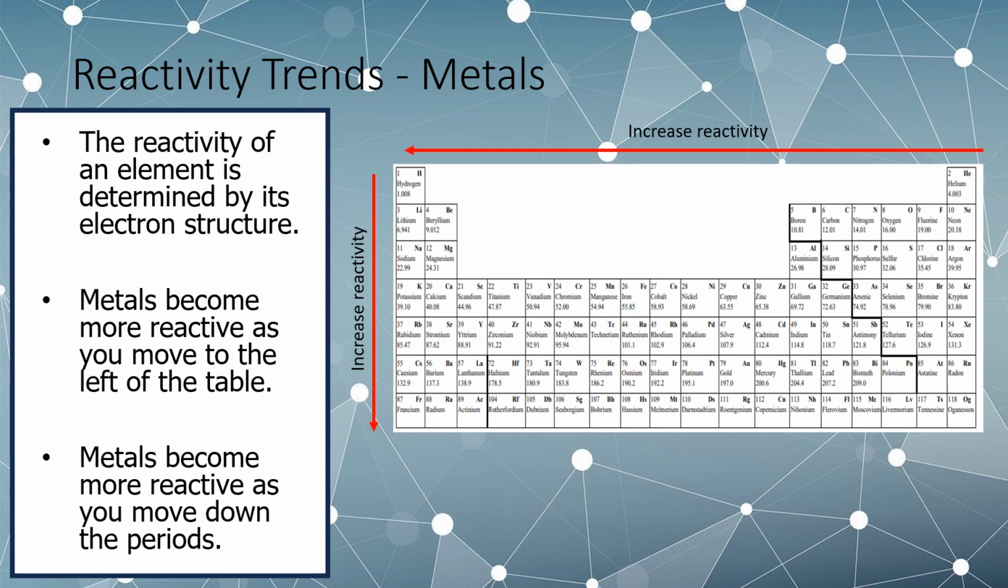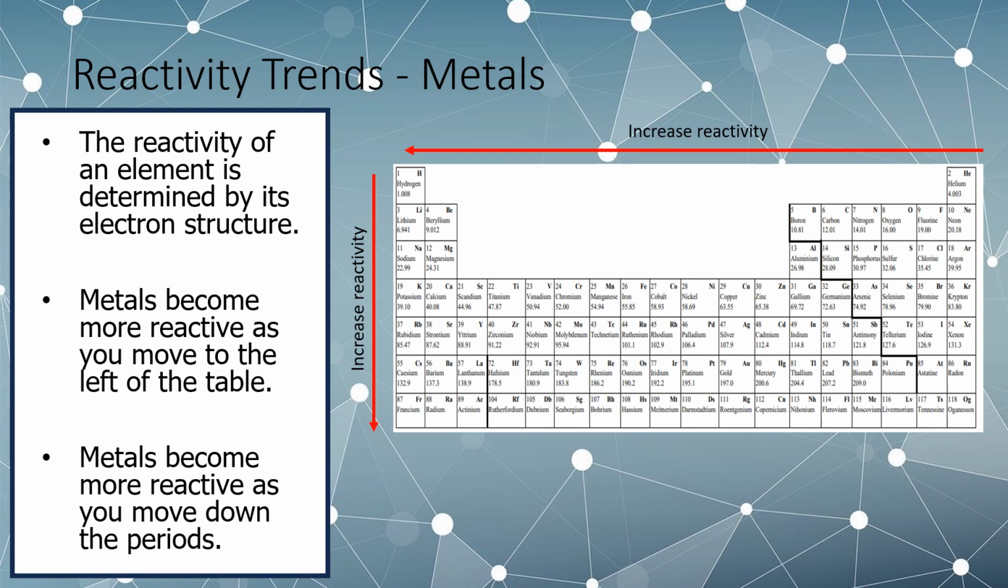The reactivity of an element is determined by its electron structure. Now, because of the vast differences between metals and non-metals, we're going to look at them slightly separately. Metals become more reactive as you move to the left of the table. This is because metals want to get rid of electrons, and as we move to the left of the table, they have fewer valence electrons, meaning it's easier for them to get rid of fewer electrons.